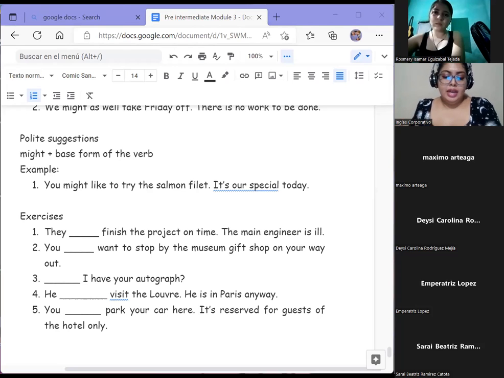Oh, no, don't worry. I'm just in silence because you are solving the sentences. But it's time to write the answers. So for the first one, they finished the project on time. The main engineer is ill. In this sentence is a negative connotation. What is the answer that you can give to this sentence?